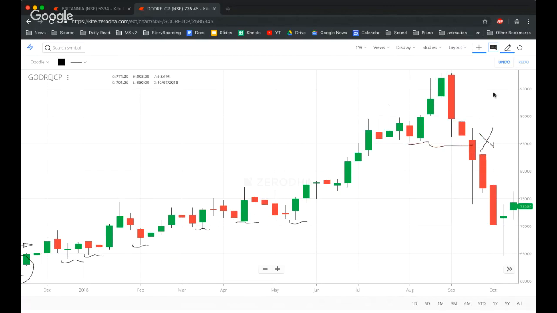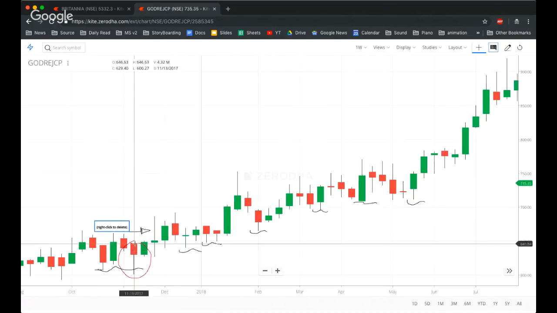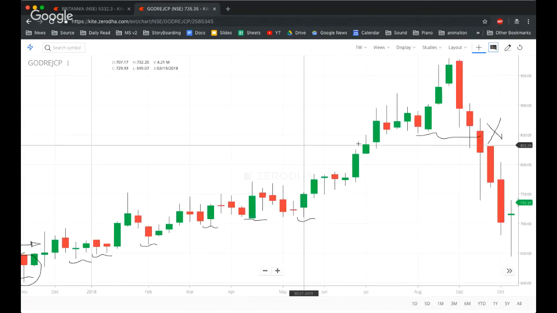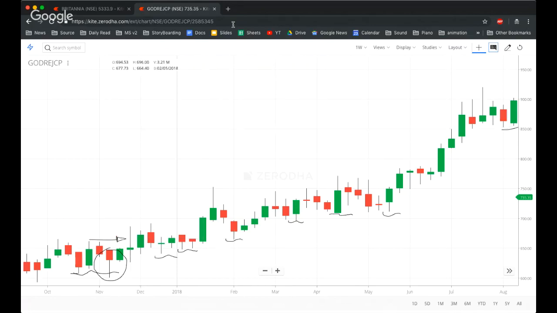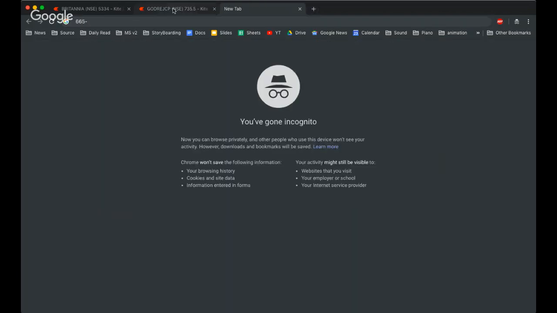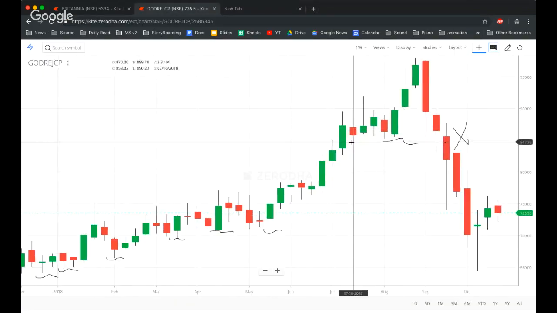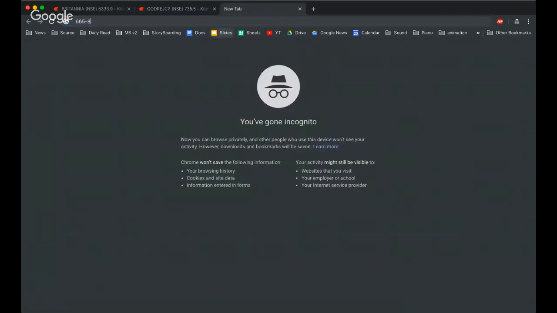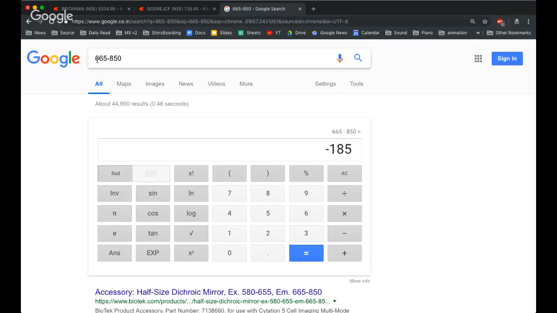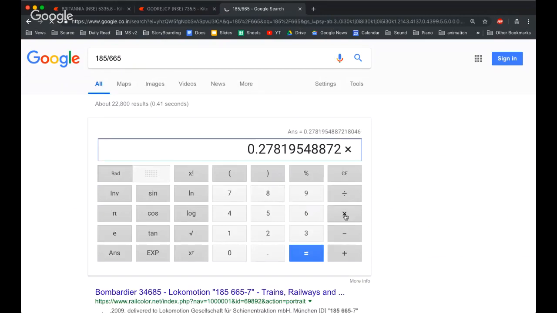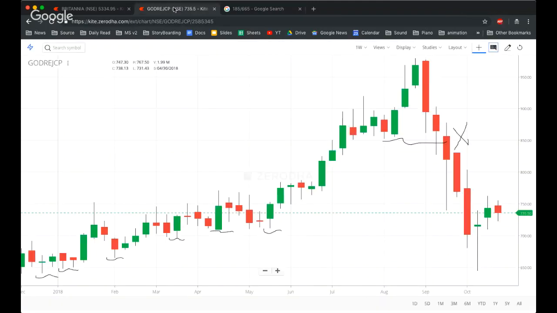So the entry was here. That is, what's this price? This is around 660. And we exited around 850. So 650, right? What is it? 665. Okay, so 665, and your exit was roughly 850. So if I Google this, it's 185 points. So 185 divided by my entry will give you the percentage. So that's a pretty large move. I mean, that's 27, 28% on this one trade on Godrej CP.